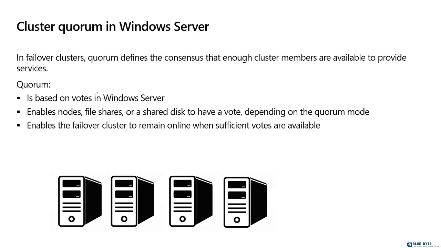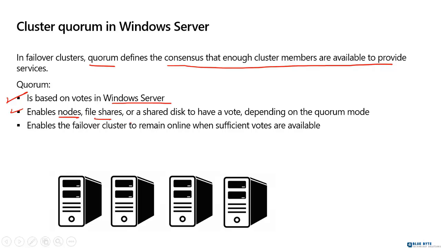An interesting concept we have in failover clustering is Quorum. Quorum achieves a consensus that enough members are available to provide a service to my clients. The quorum is based on votes. So every server in the cluster has a vote. So that's going to be set up on your nodes. You can also use a file share.